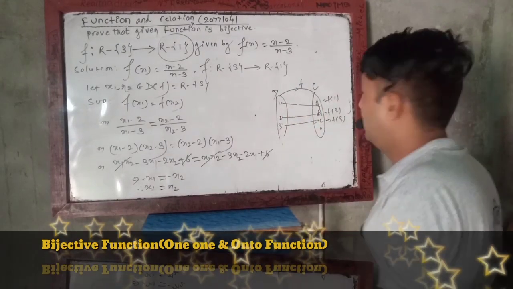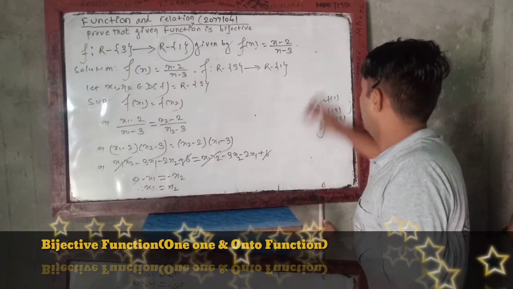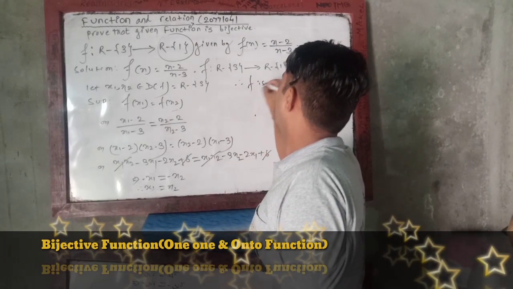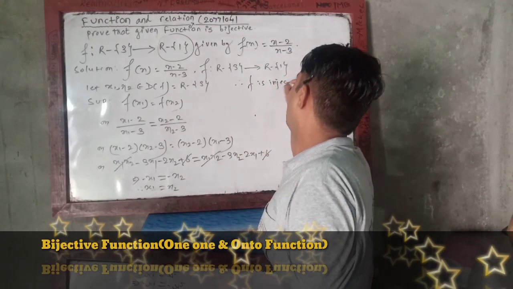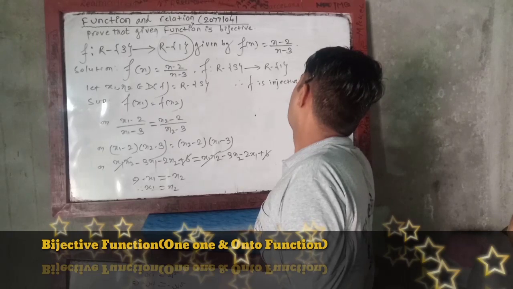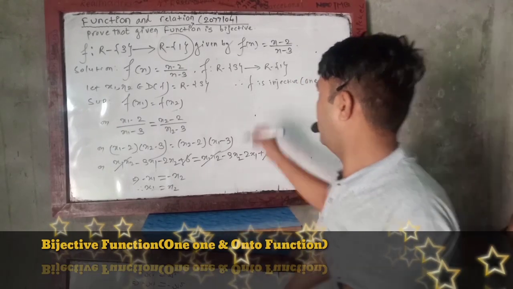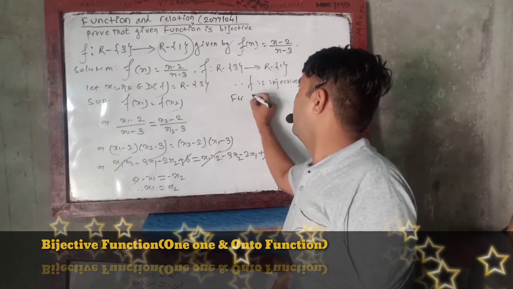This was our main framework. So function is injective. So f is injective. Therefore f is injective. That is function is 1 to 1. Now next part. Now for onto.